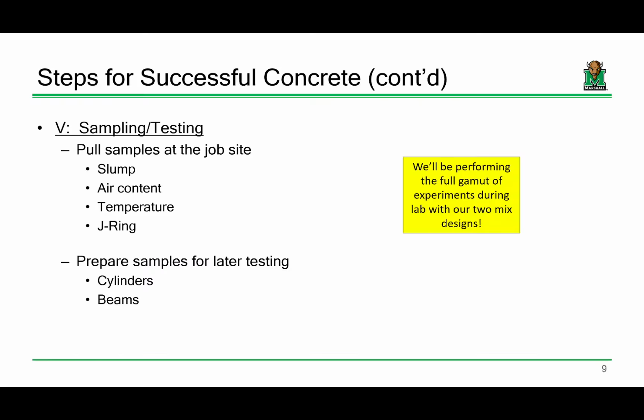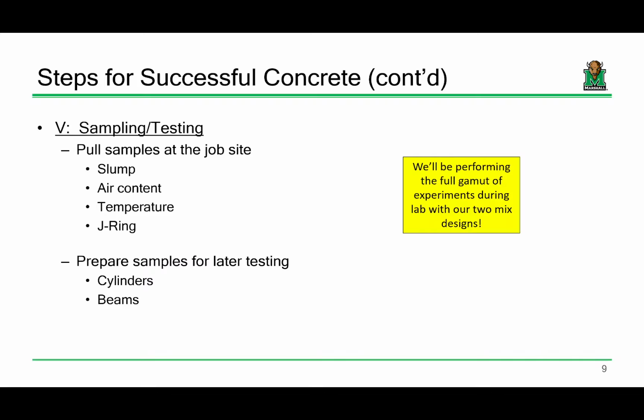The J-ring, if we do our self-consolidating concrete batch, that's the one with super P in it where it flows a lot better. So the slump test doesn't really make any sense. You sort of do an inverted slump test. But we'll do slump, air content, and temperature, and then we will also prepare samples for later testing.